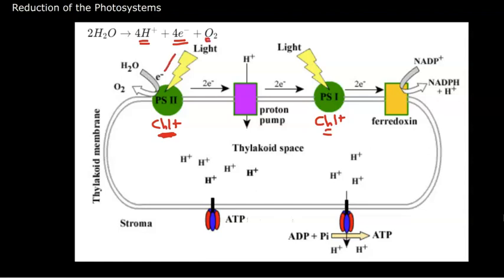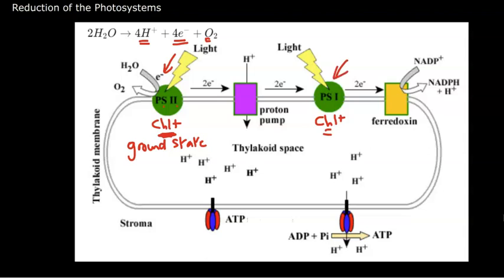The electrons are used to return photosystem 2 to what we call its ground state, ready to absorb light again.